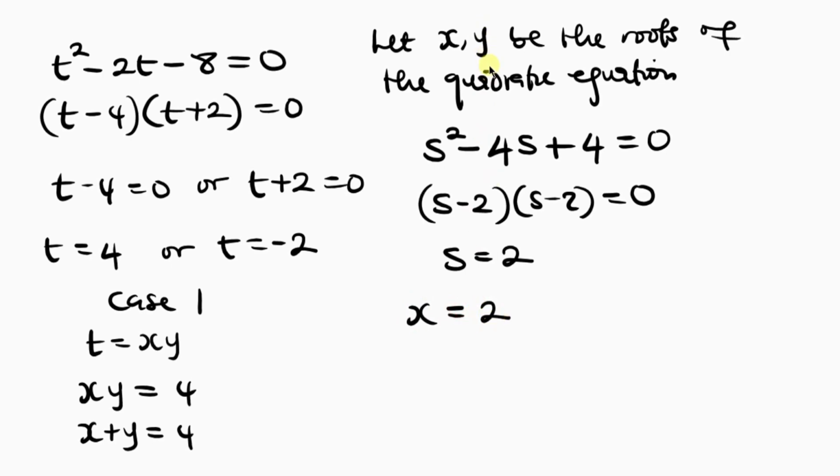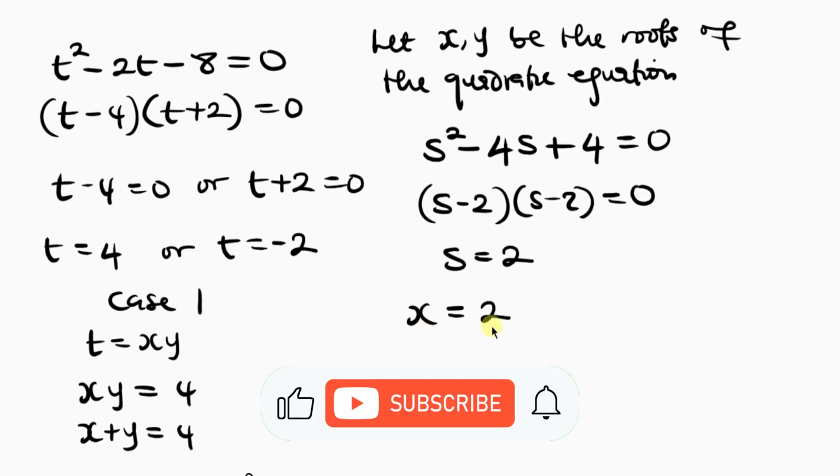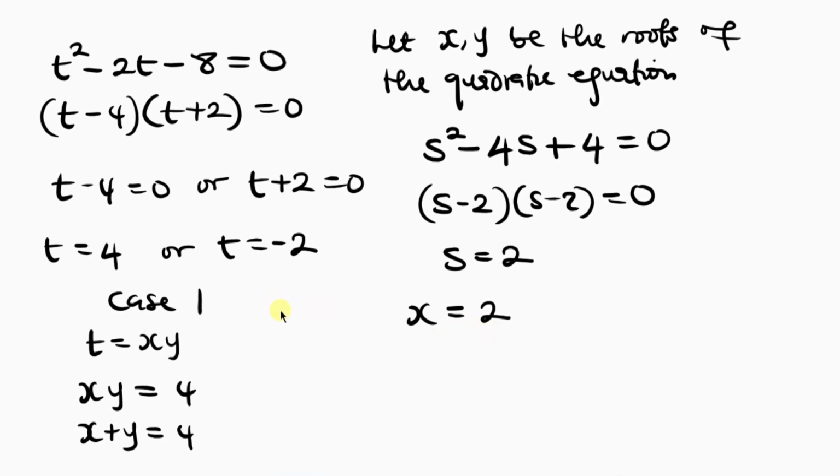You know, y is a dummy variable, so we don't really need y. We only need a value for x. So the value for x for our first case is 2. So now let's pay attention to our second case. Remember, the second case is going to be when t is equal to negative 2. Let's go there. All right, so we are saying that case 2 is when t is equal to negative 2.